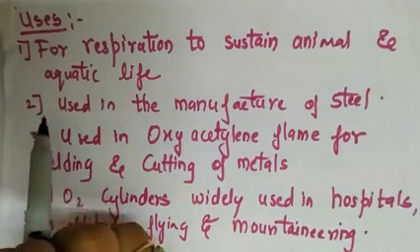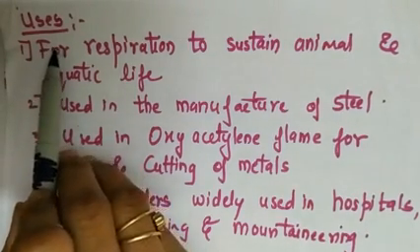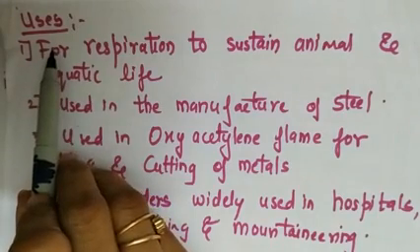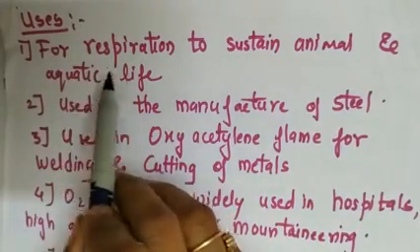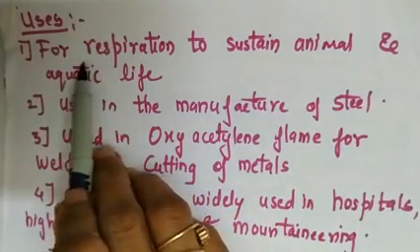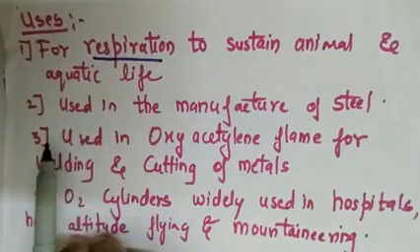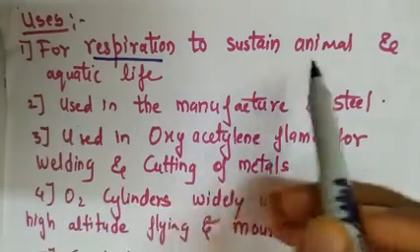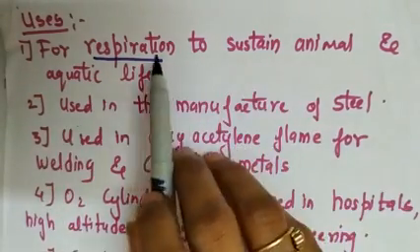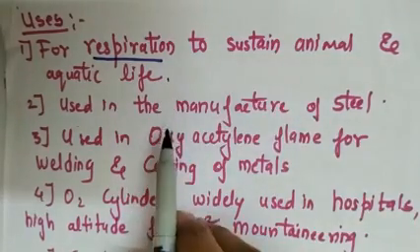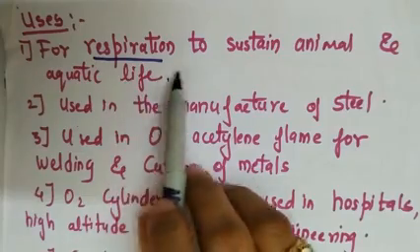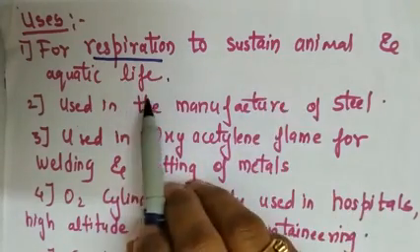So our next topic is uses of oxygen. Very simple uses are there. You can write from your own also, but here are some of the examples where it is used. First and foremost, for respiration. Without it, no one can sustain life on earth. So for respiration, to sustain animal and aquatic life, as well as human beings, should be written.